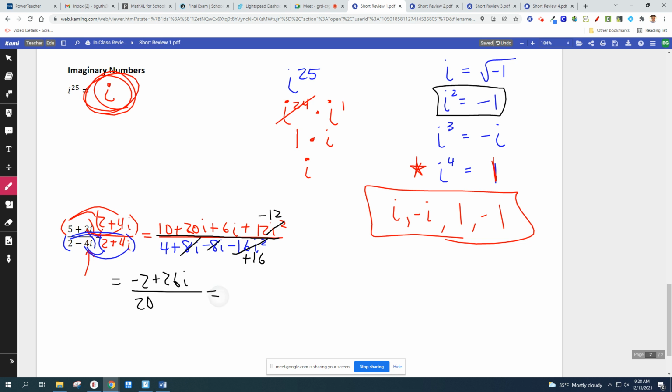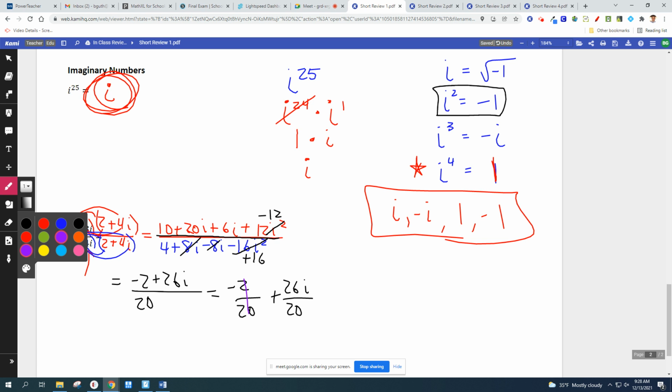So sometimes you'll want to split the fraction, and that helps to see how it reduces. You can reduce this fraction. All of those numbers are even numbers. I can reduce this. That's going to be -1/10. And let's see, divide by 2, you get 10. Divide by 2, you get 13. We're looking at -1/10 plus 13i over 10. Simplified.